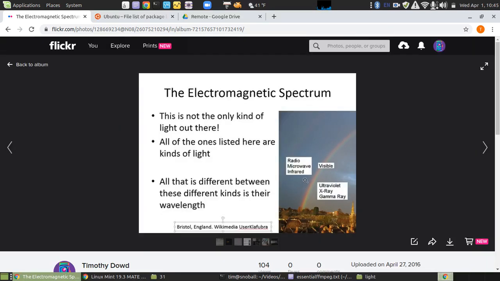So what I'd like to do now is take a look at some of these other frequencies and wavelengths of light that we can't see. We're going to start with infrared and make our way to longer and longer wavelengths. Once we do that, we'll double back and we'll start with ultraviolet and make our way to shorter and shorter wavelengths. So let's look at an example of how we use infrared light in our everyday lives.